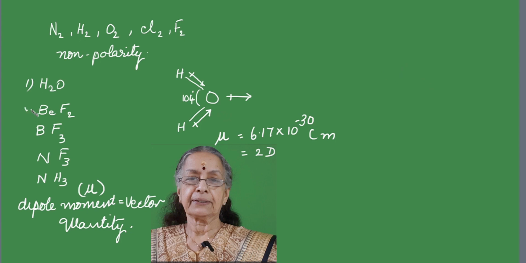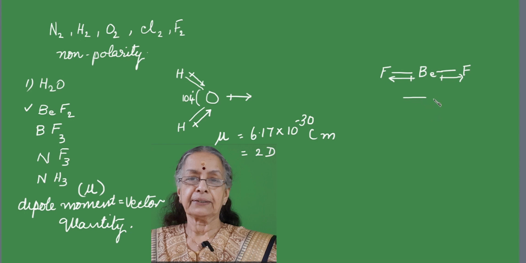Now let us consider beryllium fluoride. Beryllium is the central atom and the two fluorine atoms are attached to it. Fluorine is more electronegative than beryllium, so the dipole moments of the two bonds is directed away from beryllium atom. So you have two equal dipole moments in opposite direction.